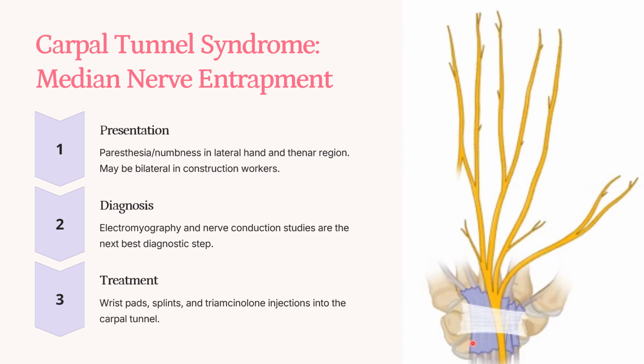The next step in treating carpal tunnel syndrome is that they should be given wrist pads or splints, or even steroid injections like triamcinolone injections into the carpal tunnel, which is also a very good cure. It can be diagnosed with electromyography. Either you study the muscle or the nerve to know what the problem is. So electromyography or nerve conduction studies are the next best step.